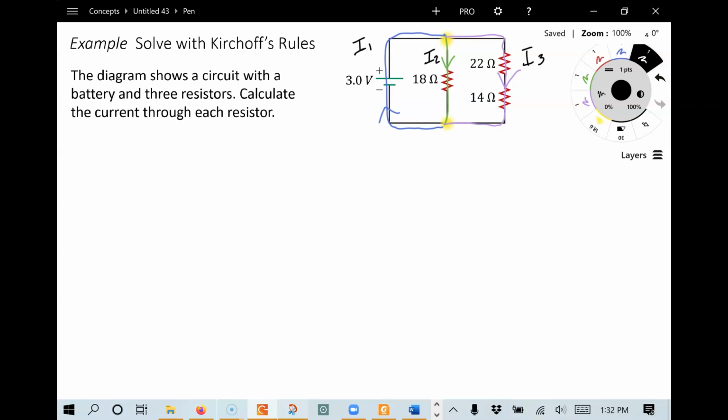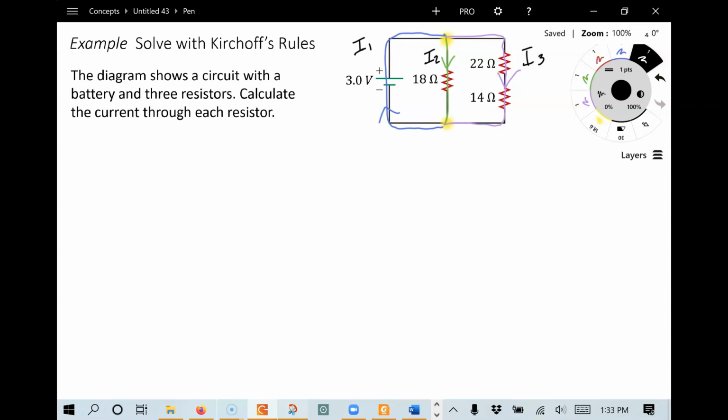But if I was wrong, I'm just going to get negative signs for the currents. If you choose wrong, don't worry about it. Just go through and finish the problem. If you get a negative value for your current, then you just have to reverse the sign in the picture. That's all. All right, so first thing we're going to do is apply the junction rule.